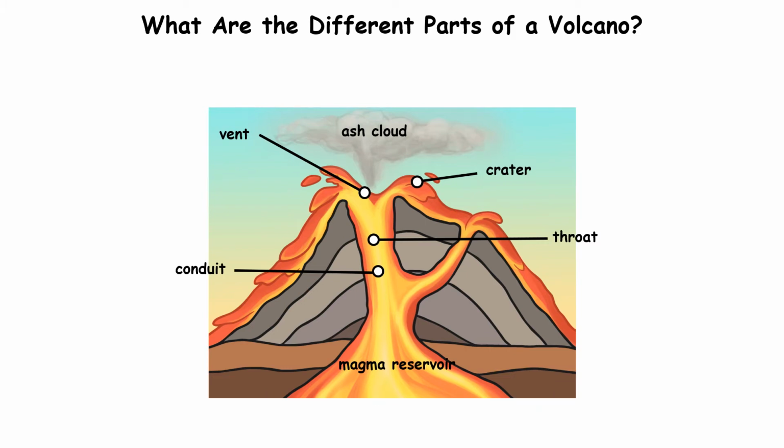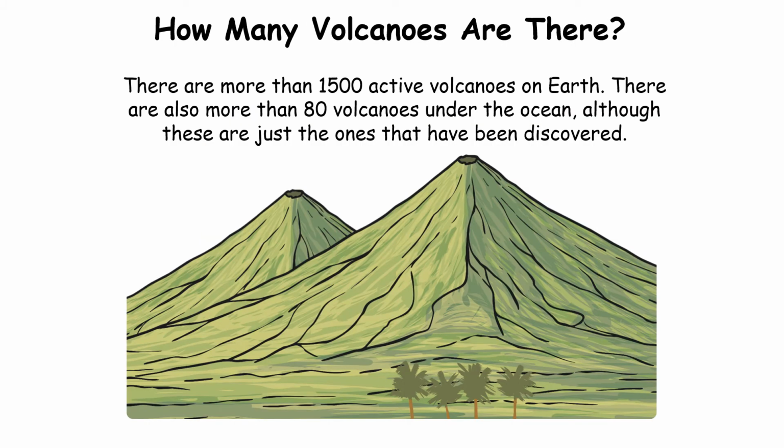Over to the side, we have a secondary vent, so another place where the magma is trying to escape. Volcanoes can have more than one vent, and we'll have a look at the different types of volcanoes in a moment. Okay, there are more than 1,500 active volcanoes on Earth, and there are more than 80 volcanoes under the ocean, and these are only the ones that have been discovered. There might be a lot more than that.